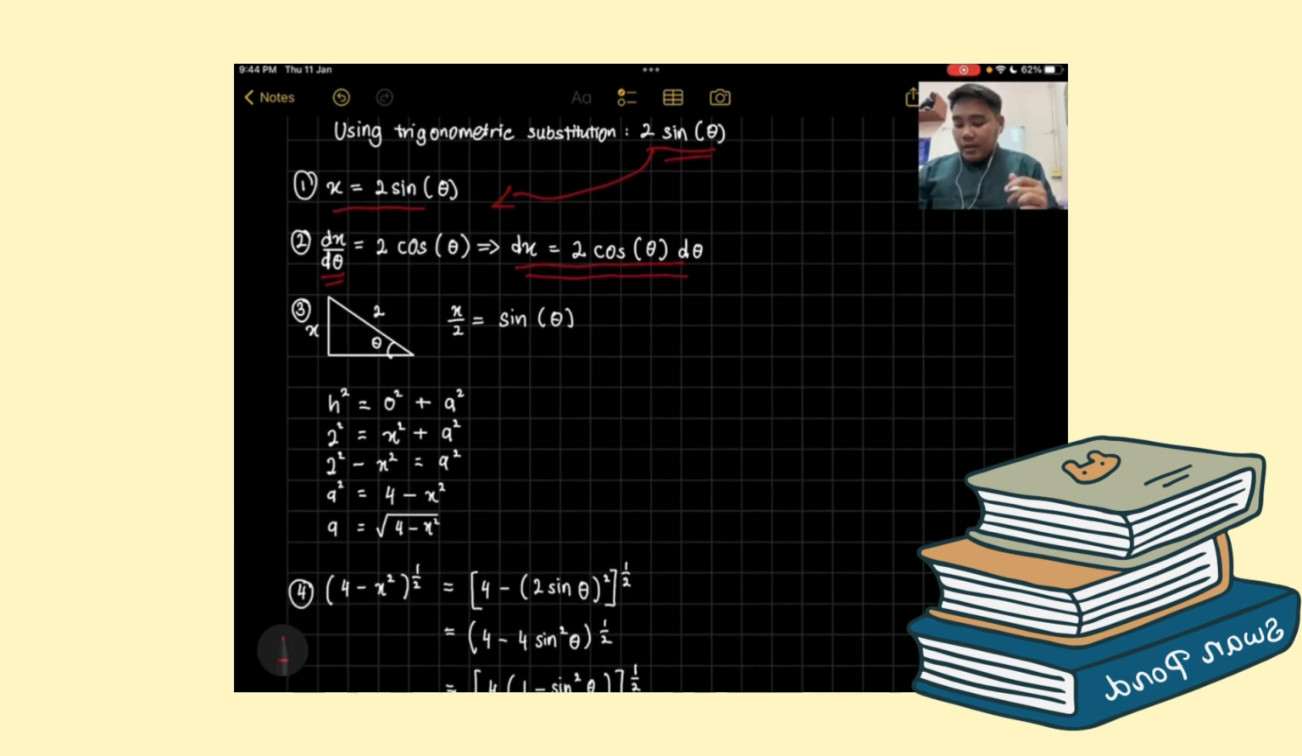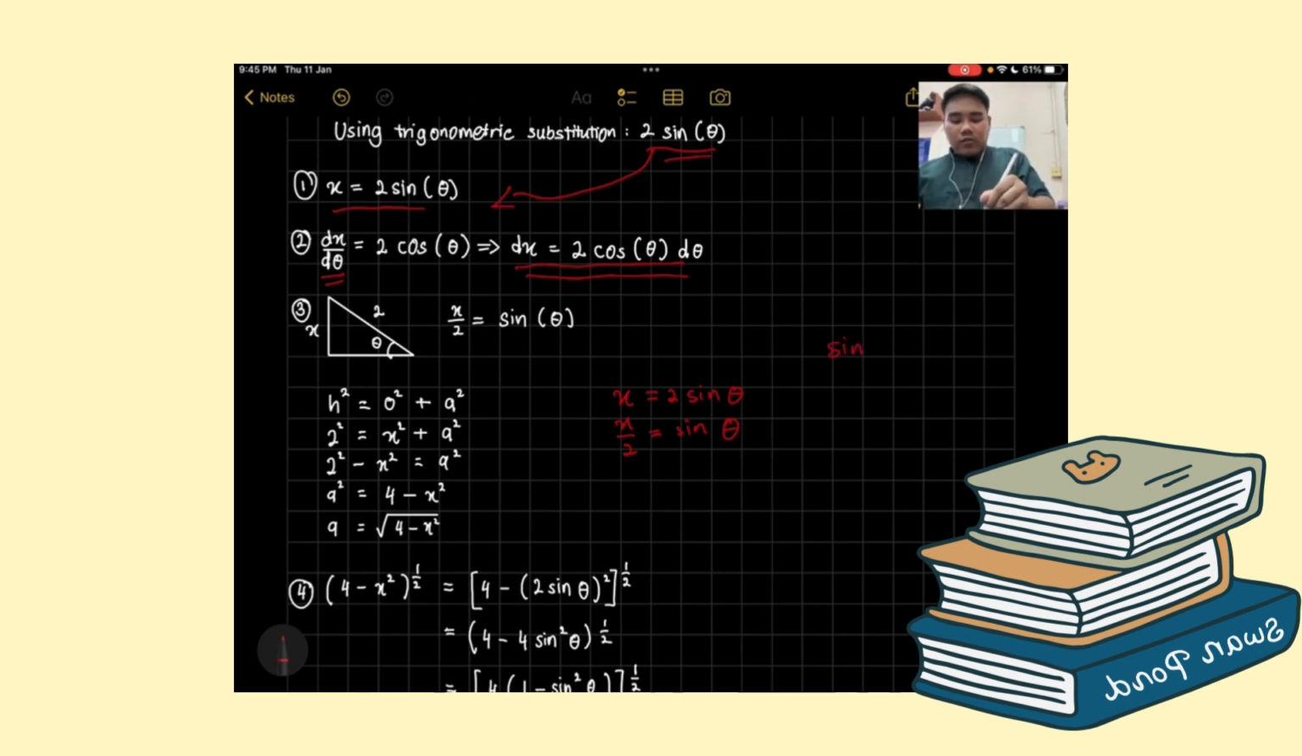Then the next step is we must draw the triangle, and we must take the info from the first step. So the equation of the first step is x equals 2 sin theta, so x over 2 equals sin theta. At this step, we use the formula of sine.